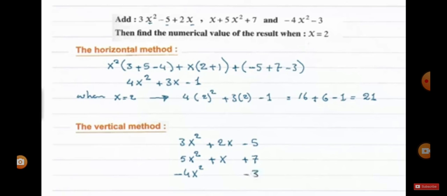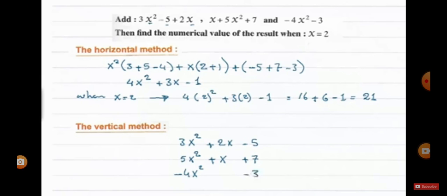x power 2 and open brackets, the coefficient of x power 2 for the first expression is positive 3, for the second expression positive 5, for the third expression negative 4, and close the brackets, then plus x, open brackets, the x coefficient for the first expression equals positive 2, for the second expression equals positive 1, the third expression without x power 1, then I close the brackets, plus open brackets, negative 5 plus 7 minus 3.